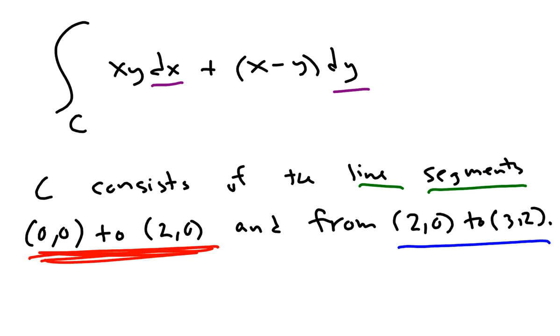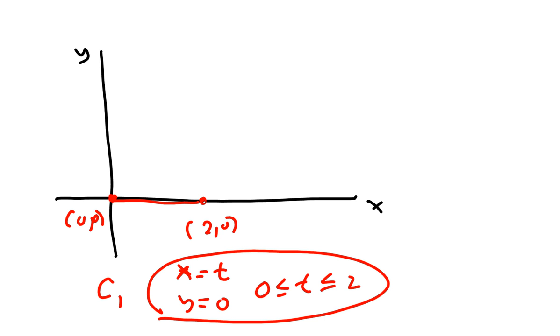If we go back here and look at what was underlined in blue, we have a second line segment that goes from the point 2, 0 to the point 3, 2. So we go back here, we start at 2, 0. That picks up where it left off. That's good. And it goes over to x equals 3, but up 2 units, so maybe something like this to the point 3, 2. While I called the first little piece C1, I'm going to call this one C2.